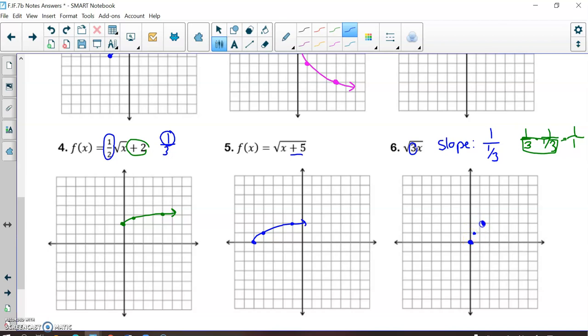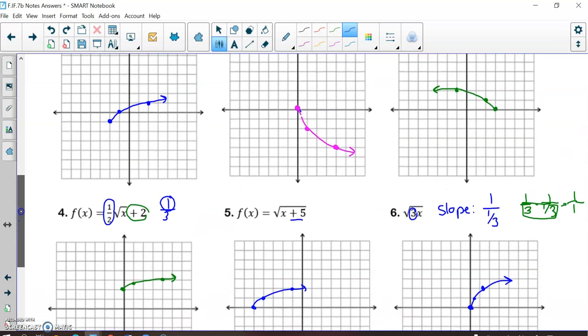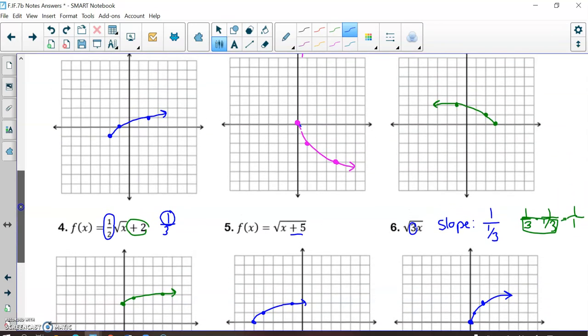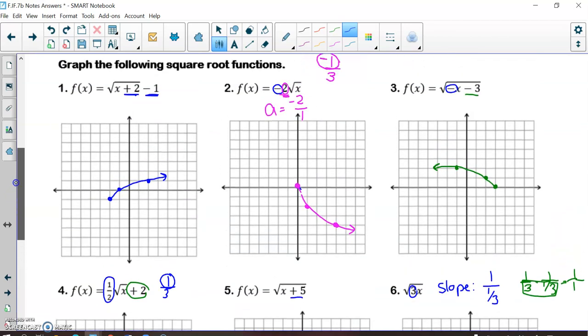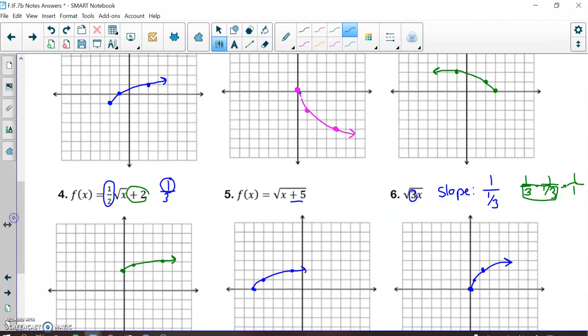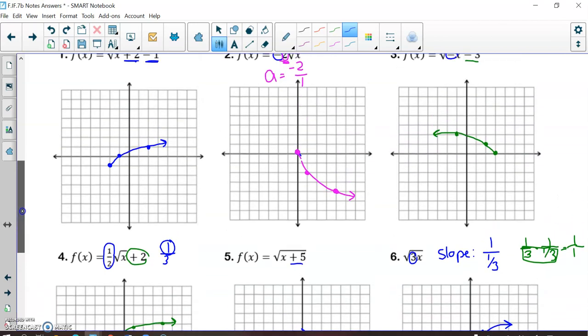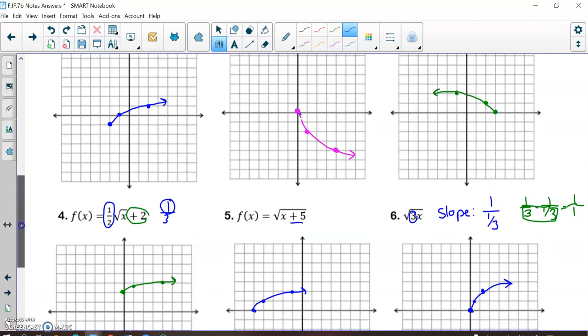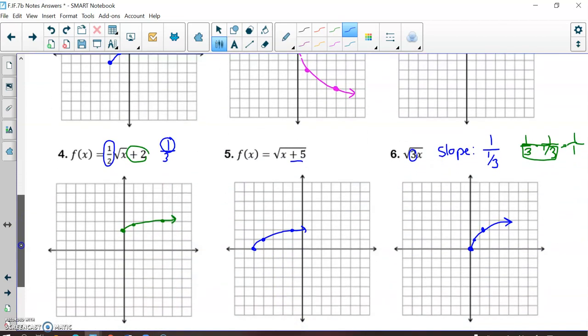And this is what your graph looks like. So when we do the second point on our square root function, you can just use your slope or your a or your 1 over b. But when we do our second slope between the second 2 points, that's where it starts to get complicated.